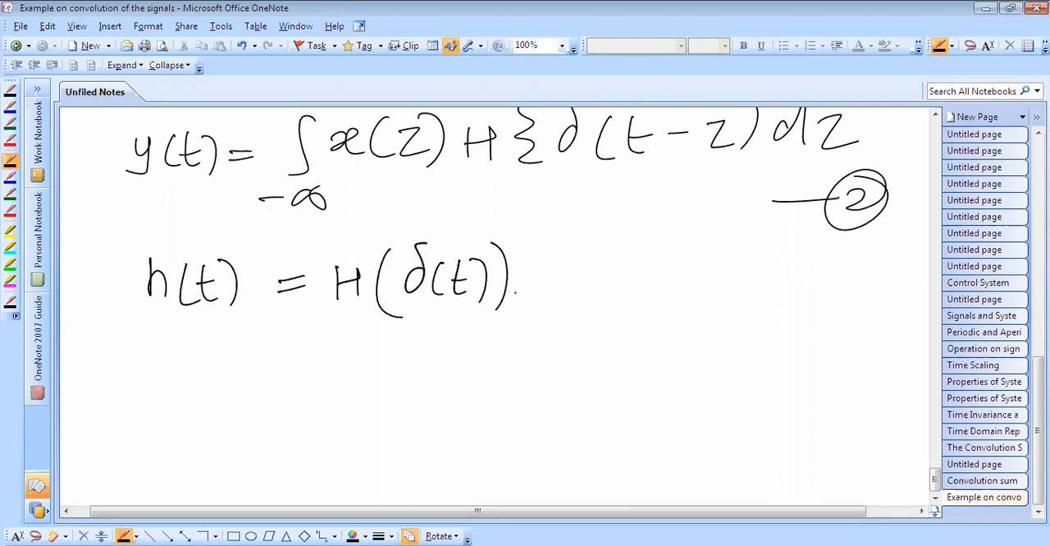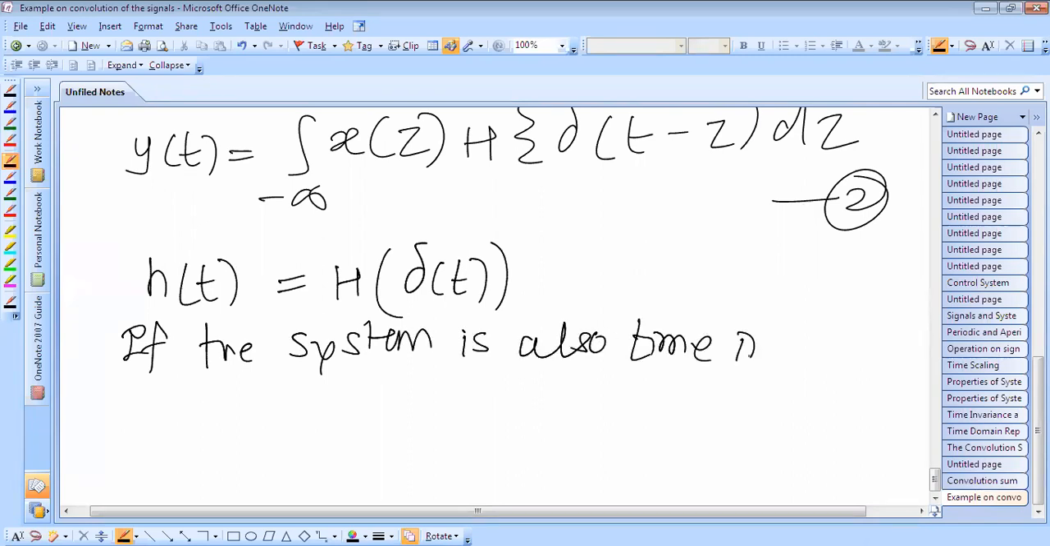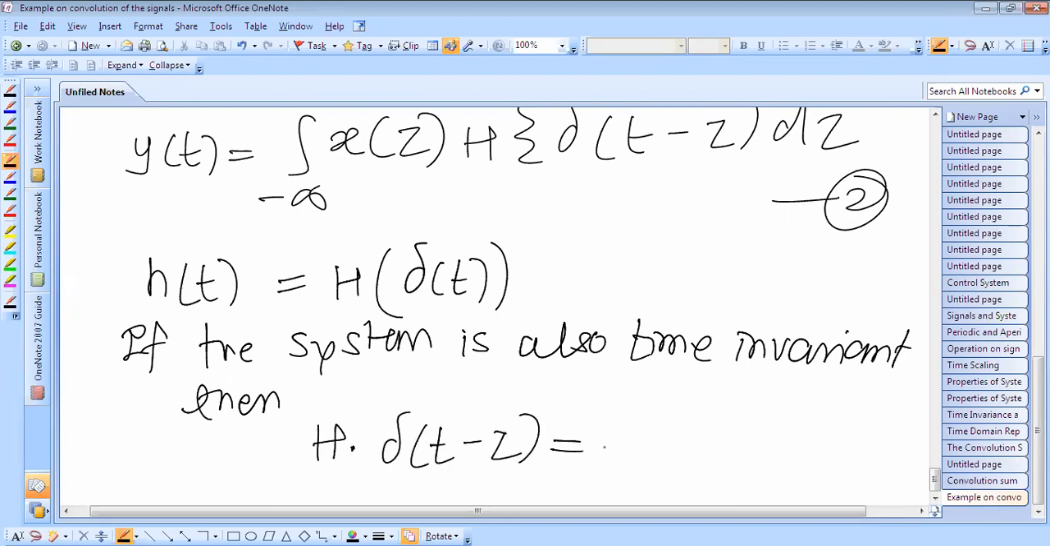Okay, if the system is also time invariant, then we can write H of delta of t minus tau is equal to h of t minus tau, and this is equation number 3.